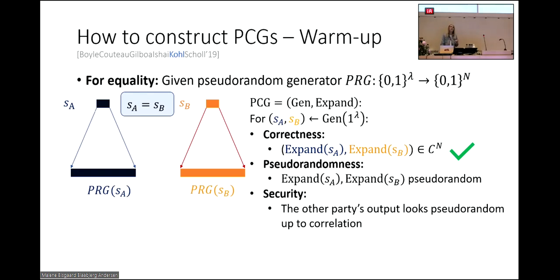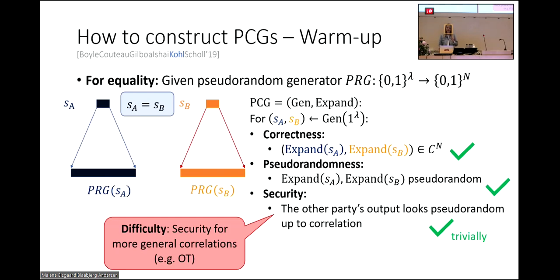Pseudorandomness, this is just a requirement from pseudorandom generators, so we're good. And now security: the other party's output looks pseudorandom up to correlation. Well, the other party has the same seed, there's no randomness, so this is trivially satisfied. And this is where the difficulty comes in if we want to get security for more general correlations, for example, the oblivious transfer correlation.